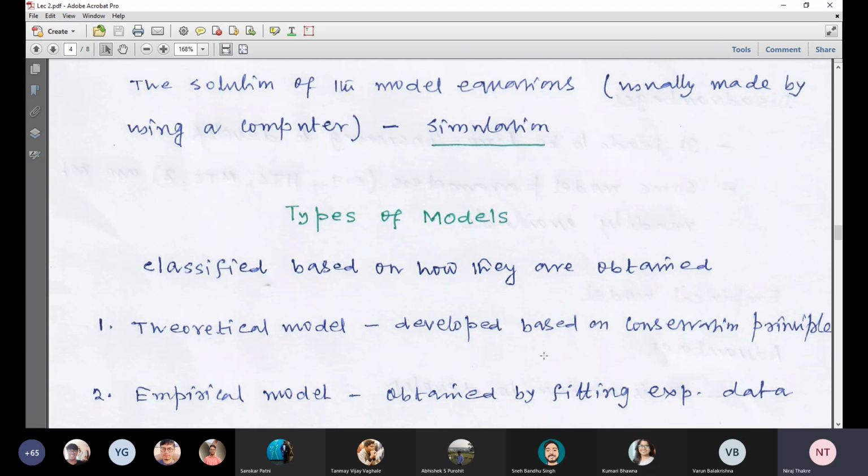Are you using any expression, any empirical model? I hope you have used. Sir, enthalpy calculation. Correct, enthalpy calculation.